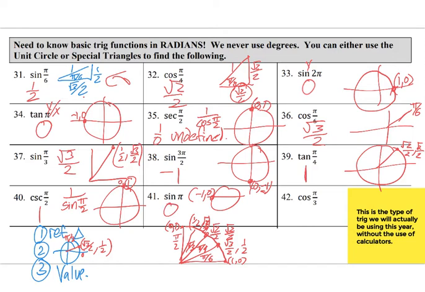And for cosine of pi over 3, we just saw this angle with sine for number 37. Here we're looking for the x value instead of the y value. So that's 1/2 instead of the root 3 over 2.